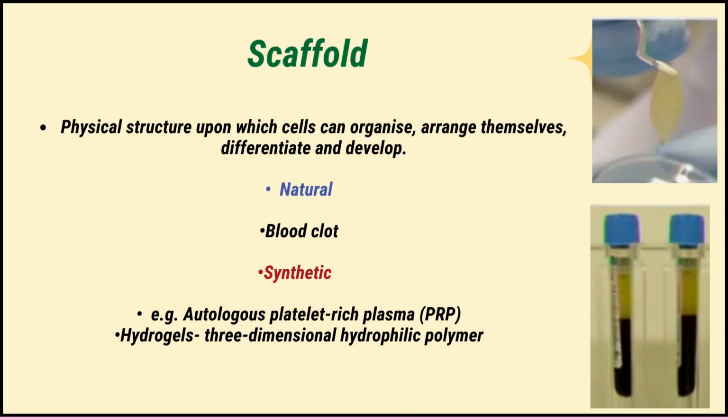As we discussed earlier, the difference between the regenerative endodontic procedure and the conventional root canal therapy is that in regenerative endodontic therapy, we use the host's own vital tissue to fill the canals, which is known as a scaffold. The scaffold is a physical structure upon which the stem cells can organize, arrange themselves, differentiate, and develop. The scaffold can naturally be a blood clot, or a synthetic scaffold can also be used, like autologous platelet rich plasma or hydrogels, which are a three-dimensional hydrophilic polymer.